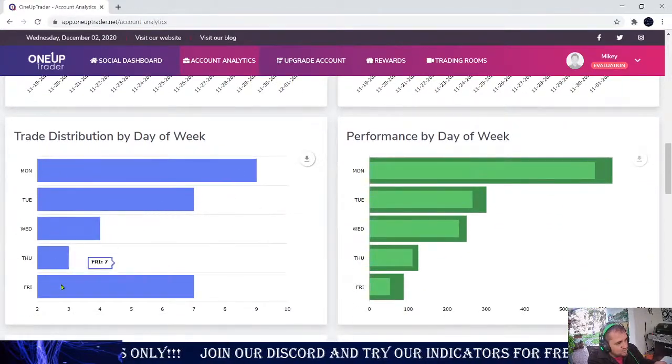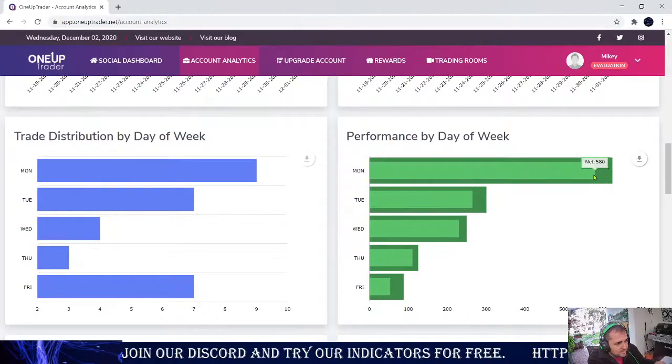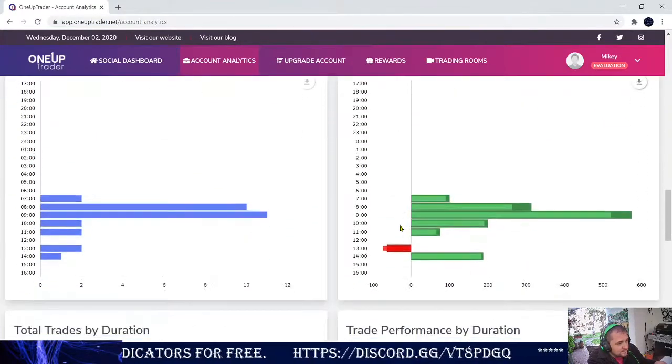And you can see your trading stats, performance by the week. For some reason, I really do well on Mondays, and it just creeps down throughout the week. My loss was late in the afternoon of $72.